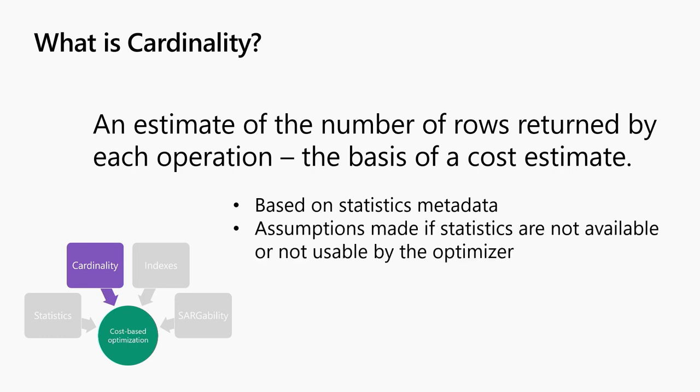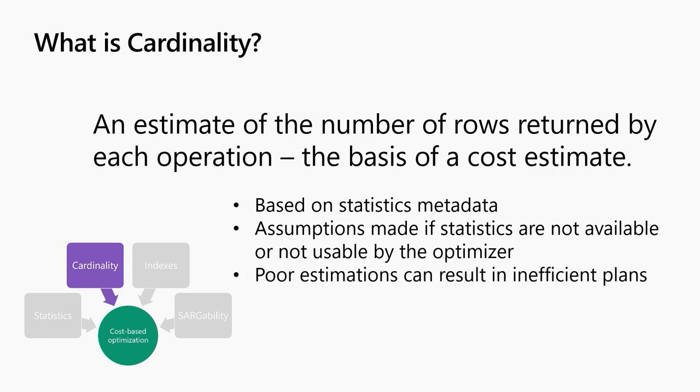And assumptions are also made if statistics are not available. For example, there are constructs in SQL Server, like table variables, that only exist at runtime. Because they're not physical objects, SQL Server cannot maintain metadata on data distribution on those objects because they simply don't exist until you actually execute them. So they're not usable by the optimizer, and therefore we guesstimate. We make guesses on the number of rows that should be coming out of that.